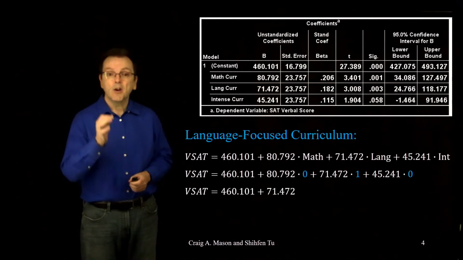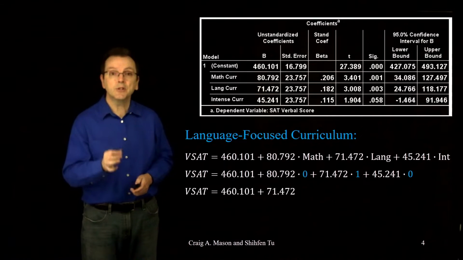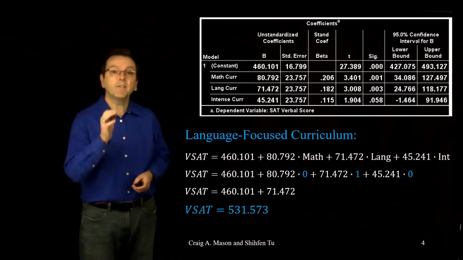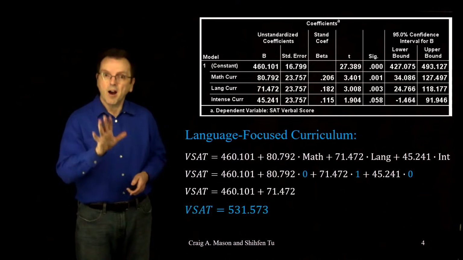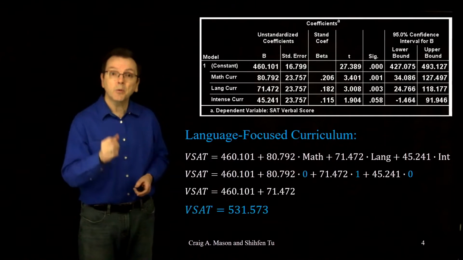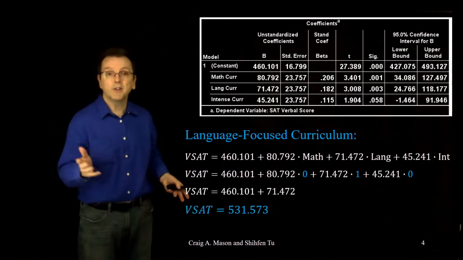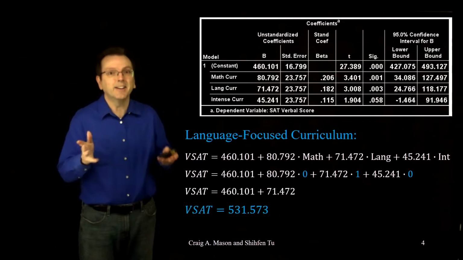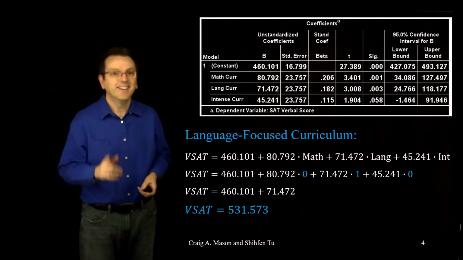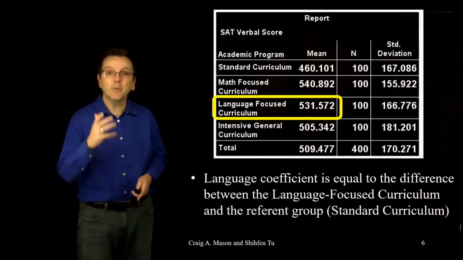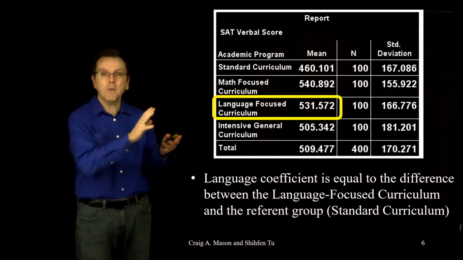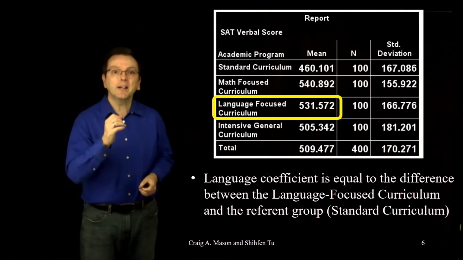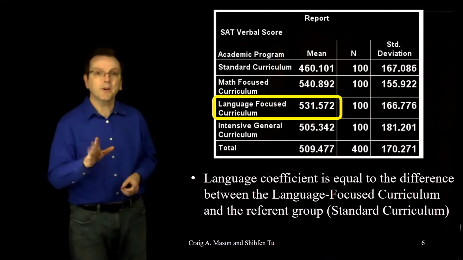Now again, those zeros are going to drop out, so that reduces to 460.101 plus 71.472, which solves to 531.573. Our predicted score for someone in the language-focused curriculum is 531.573, which, you guessed it, if you watched the previous video, is the mean for the language-focused curriculum within rounding again. All right. Now again, that works here because we're not adjusting for any other variables, all right?